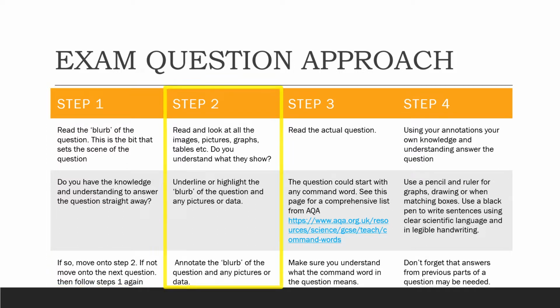Step 2, deep read the blurb, data and any other diagrams associated with the question. Do you understand what the information is telling you? Have you noticed any patterns or anomalies? Highlight or underline any information of note and annotate as appropriate any of the key information that you've noticed.